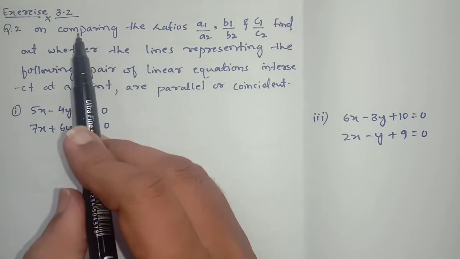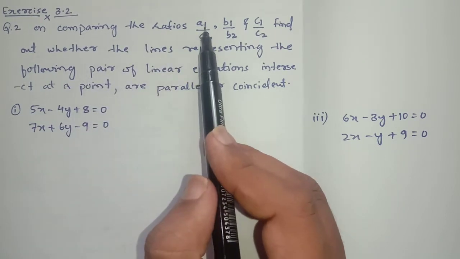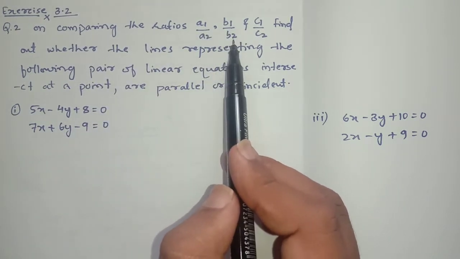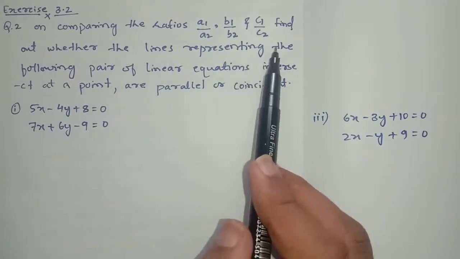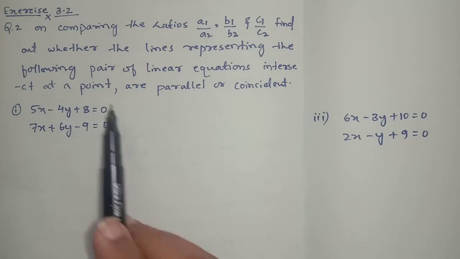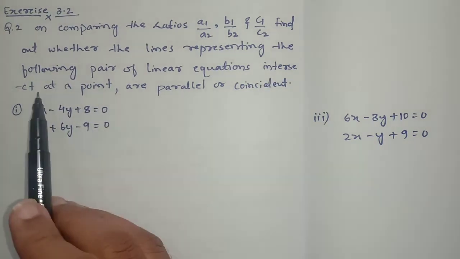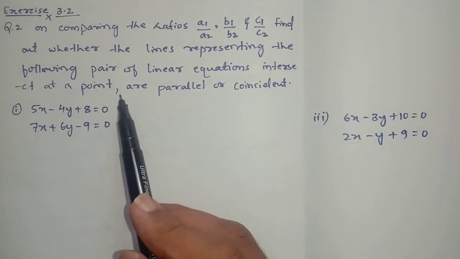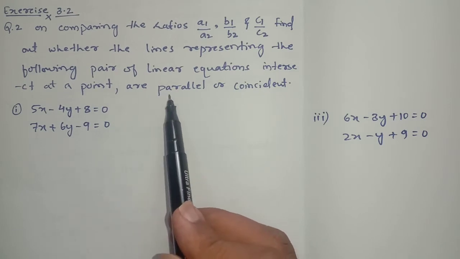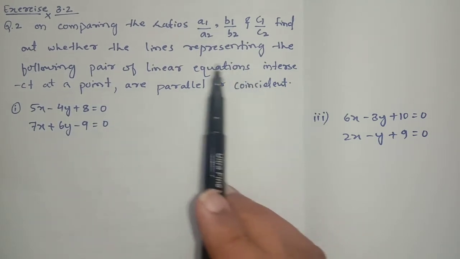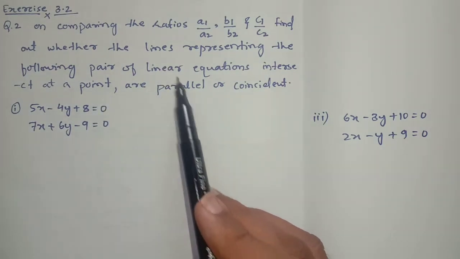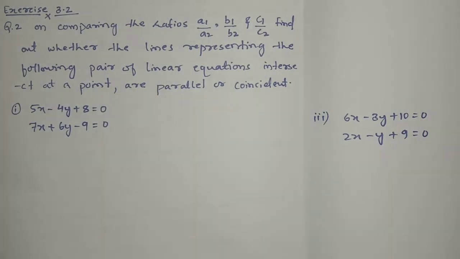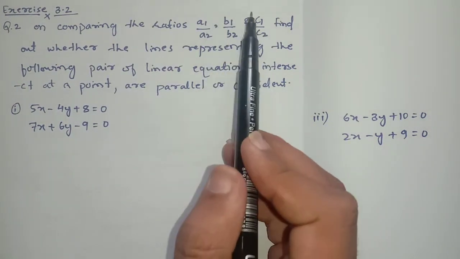The question is on comparing the ratios a1 by a2, b1 by b2 and c1 by c2. Find out whether the lines representing the following pair of linear equations intersect at a point, or are parallel, or are coincident. We have to find whether lines are intersecting, parallel lines, or coincident lines. That we have to check by comparing the ratios.